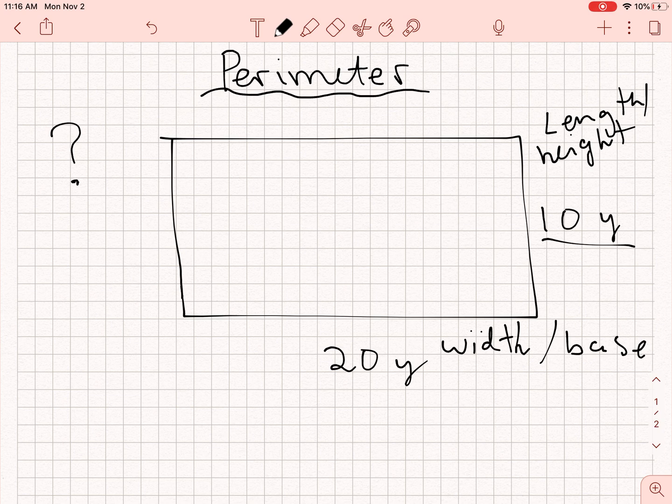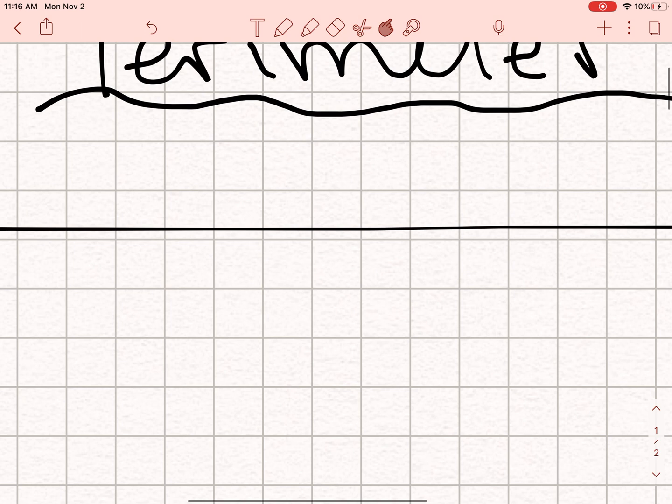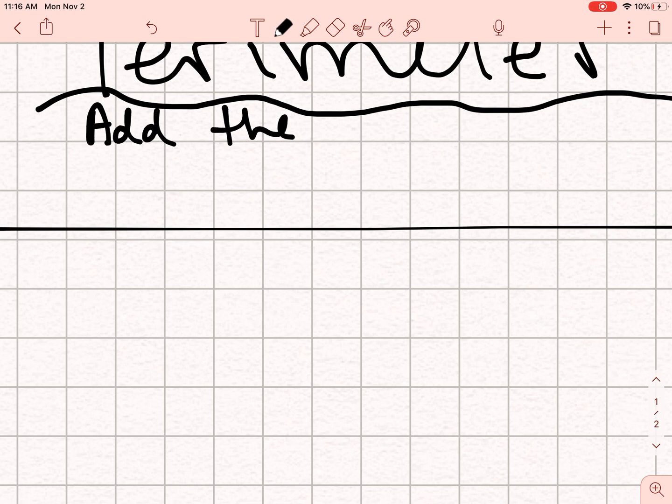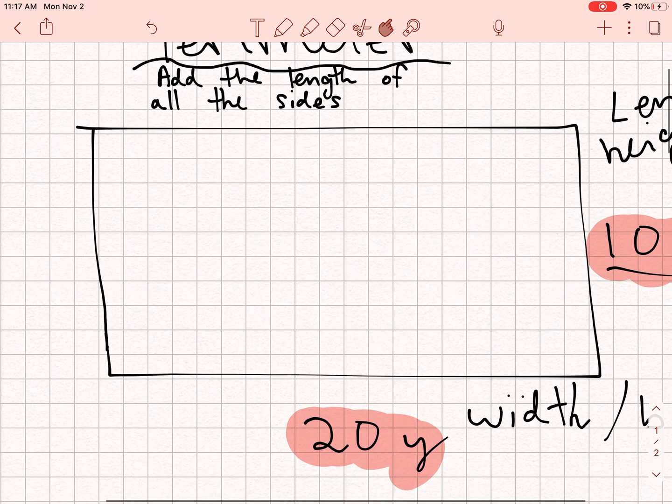Now, when we're measuring the perimeter of a rectangle, we add up the length of all the sides. In fact, I think it would be helpful in your math notebook to go ahead and write this down, perimeter. To find the perimeter, we add the length of all the sides. There we go. Add the length of all the sides.